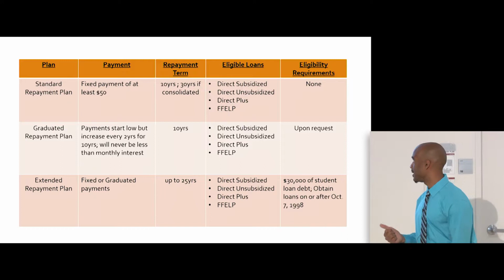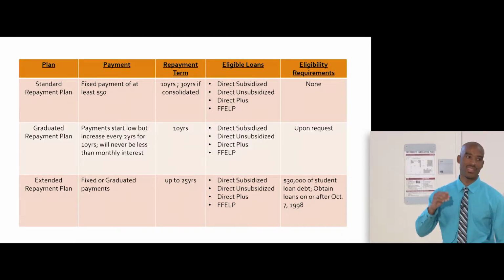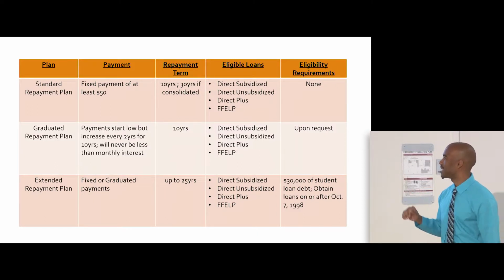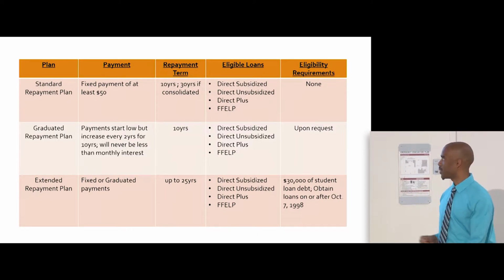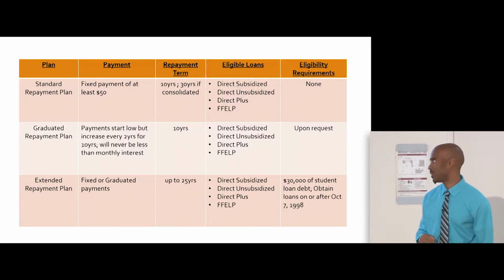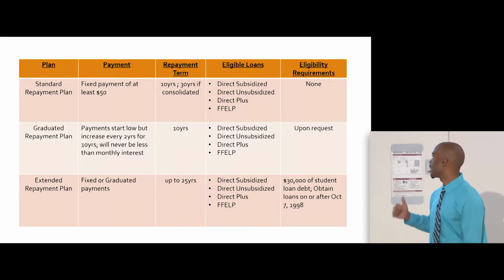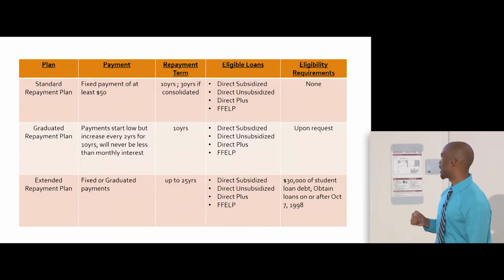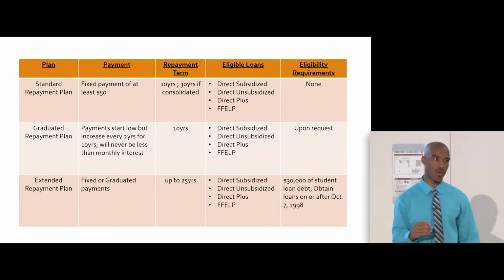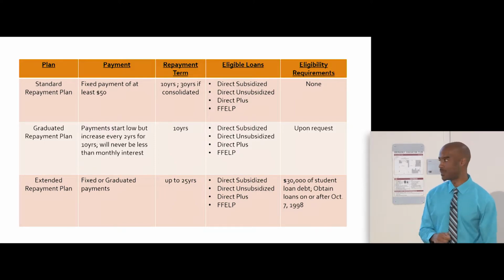It is a 10-year plan. Again, those are the eligible loans, and you do have to request this plan from your student loan servicer. Next is the extended repayment plan. The extended repayment plan can be either fixed or graduated. Again, payments increase every 2 years. It is a 25-year repayment plan, and those are the eligible loans, and you do have to have $30,000 or more in order to enroll in that extended repayment plan.